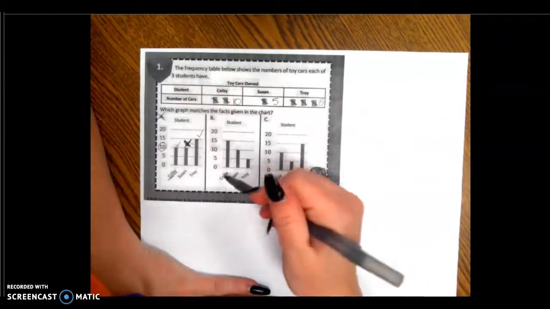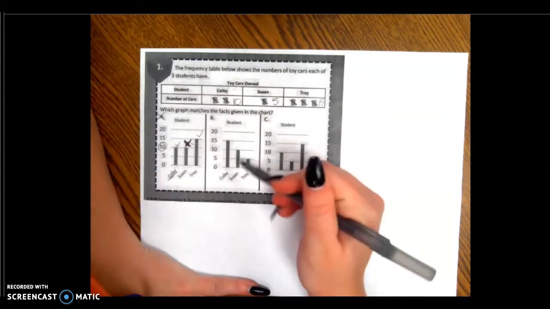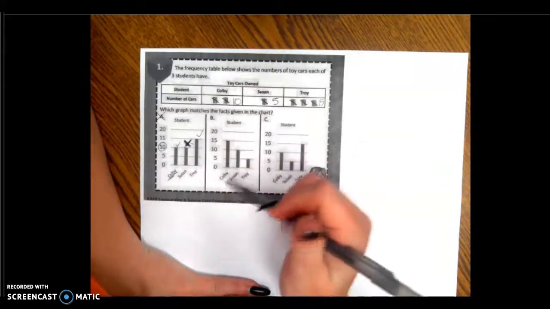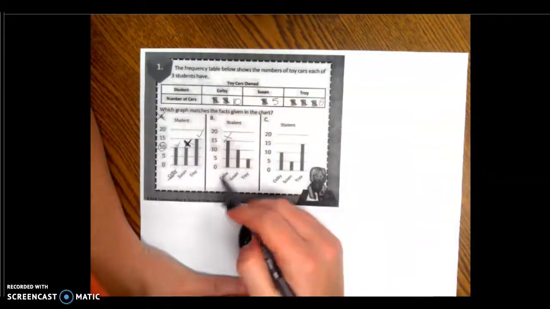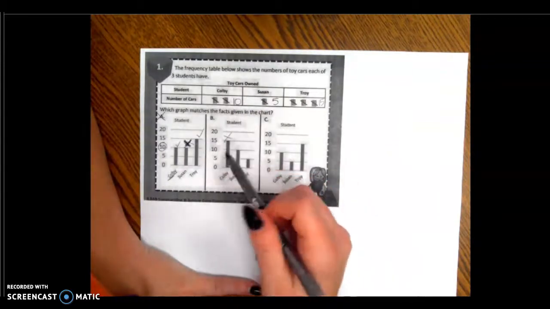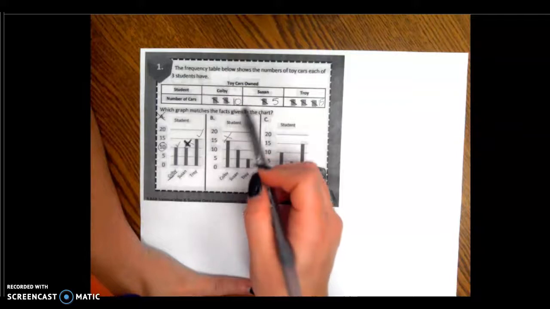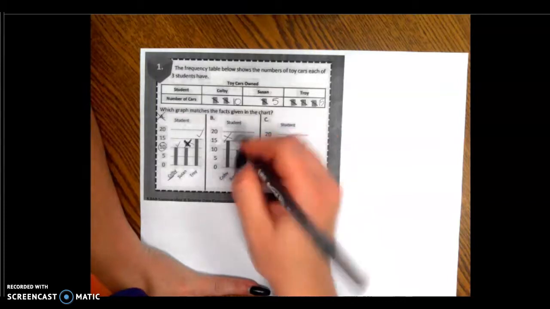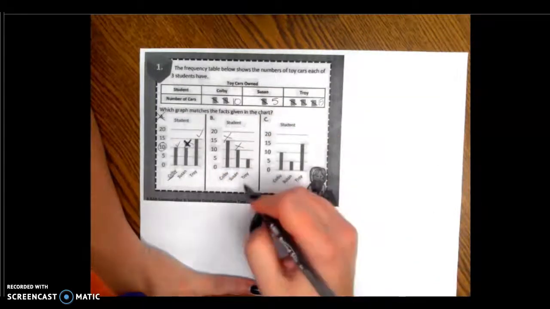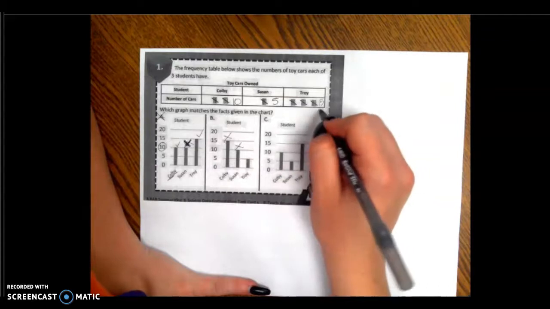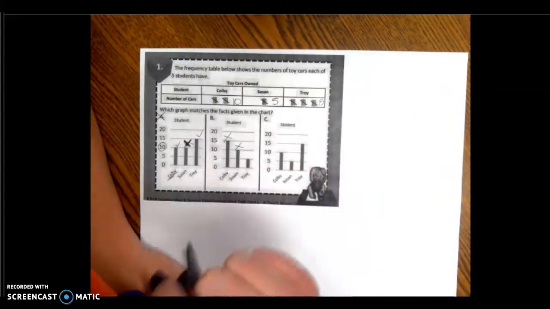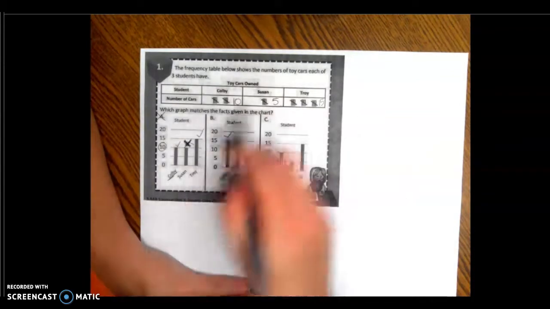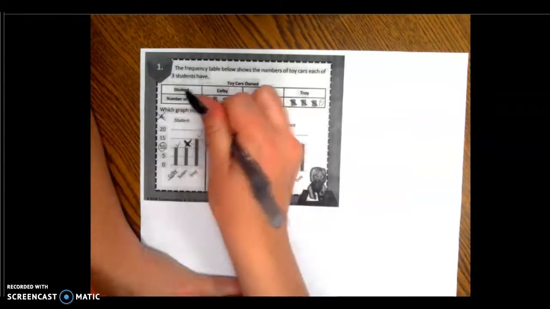B says Colby has 5, 10, 15, 15. Well, let's look. How many does Colby have? 10. So we know that that is not right because the graph shows us that he has 15, but we know he only has 10. Susan, it says she has 10, but we know that she only has 5, so that does not work either. It says Troy has 5, but we can see up here that he has 15, but here he only has 5, so we know that that does not work. So B does not match our information at all either.